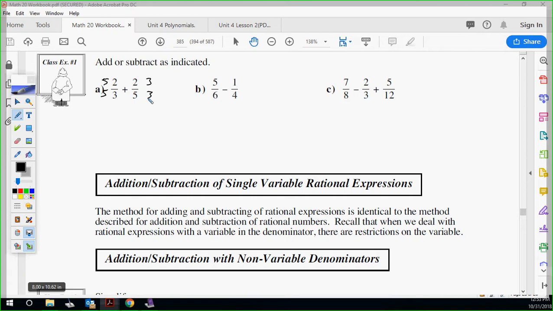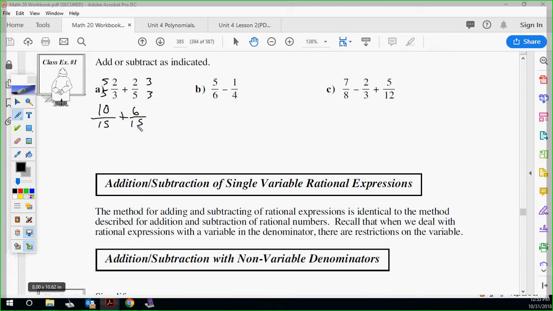So this gives me 10 over 15. And notice 2/3 is equivalent to 10 over 15. That should happen every time. We're not changing the value. That's very important. And this side would be plus 6 over 15.